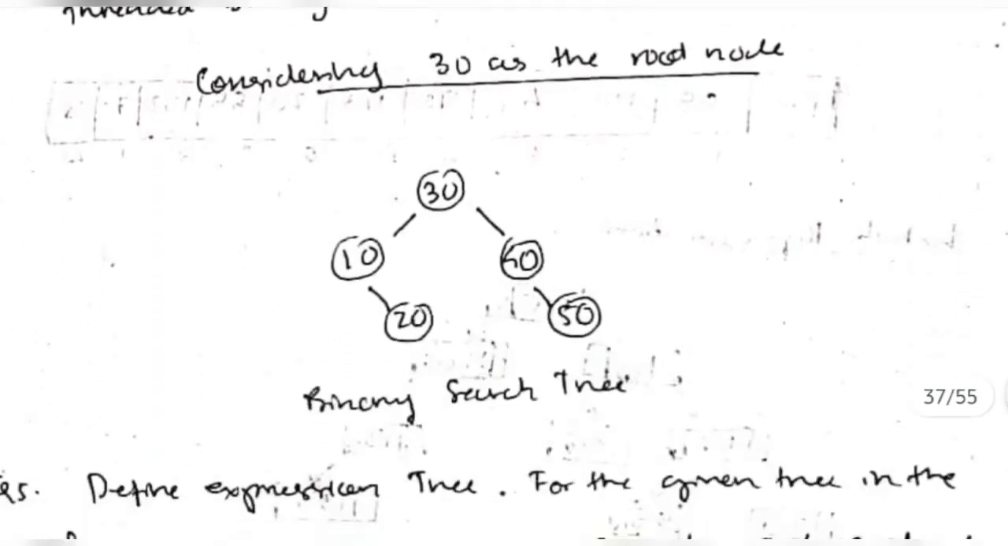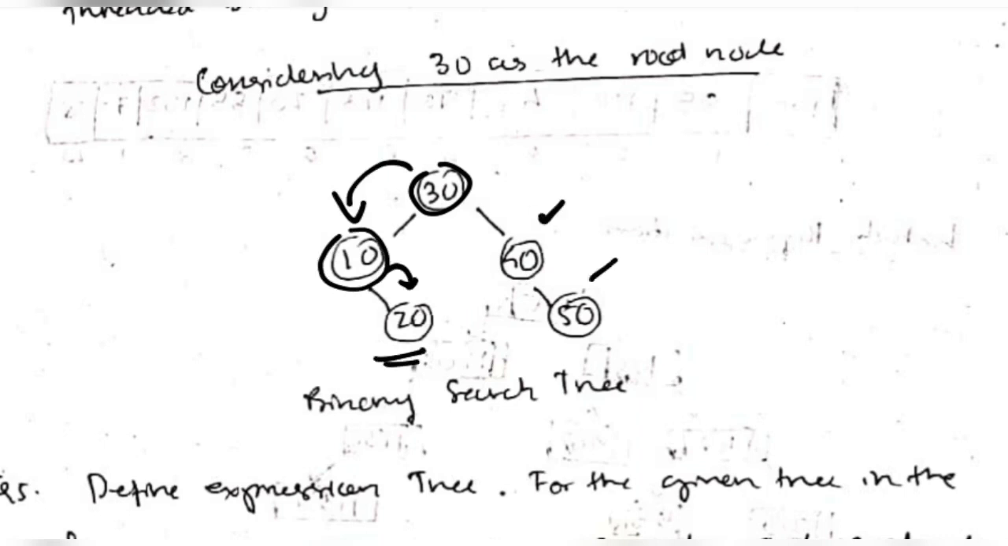And the binary tree, if we consider the root as 30, we had the elements from 10 to 50, so 20 is less than 30 and greater than 10, so we'll place it here. Okay, similarly 40 and 50 will also be placed.